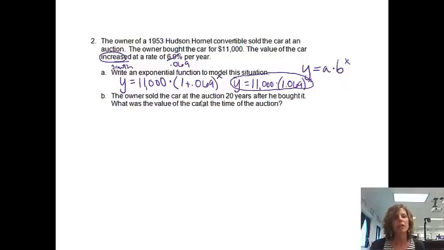Then the owner sold the car at the auction 20 years after he bought it. What was the value of the car at the time of the auction? So now we can just plug 20 into our formula. So we'll have 11,000 times 1.069 raised to the 20 power. And again, you can type that in your calculator. And if you do so, you'll get that the car was worth $41,779.92. So it grew quite rapidly there.